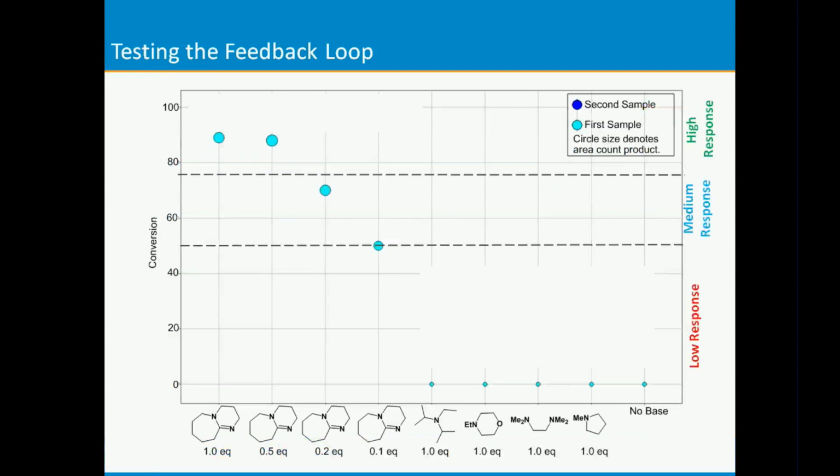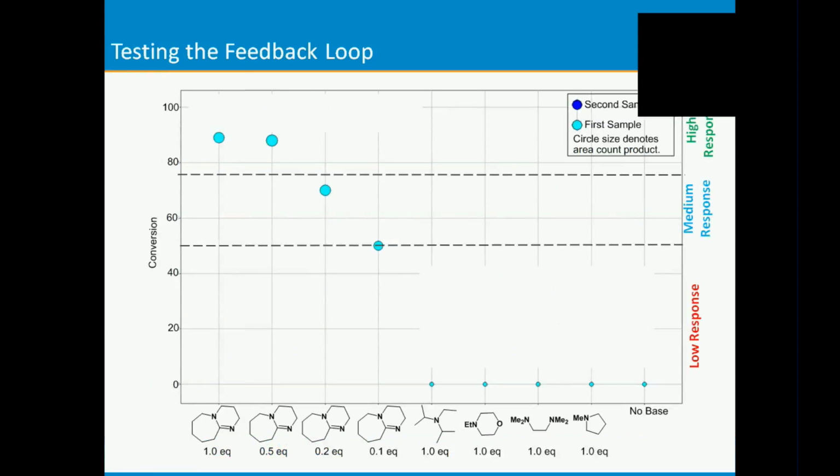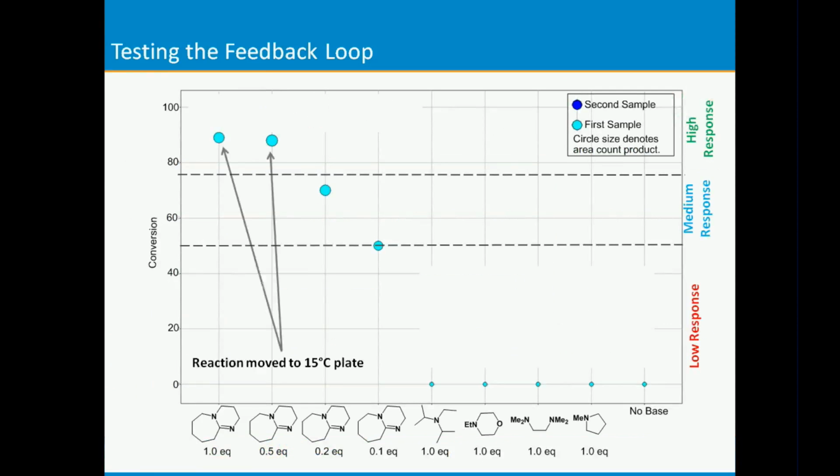So let's take a look at the first sample for all these reactions. What you'll see is the highest levels of DBU went very quickly to high conversion. So after 30 minutes of reaction, they were at high conversion. And so those were moved to the 15-degree plate. The reaction at 0.2 equivalents of DBU was held at 30 degrees because it fell between the high and the low threshold. The 0.1 equivalent DBU reaction and all of the other tertiary amine reactions, including the control case where no additional base was added, were moved to 60 degrees because of low conversion.